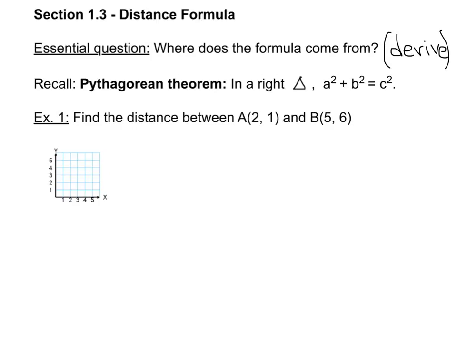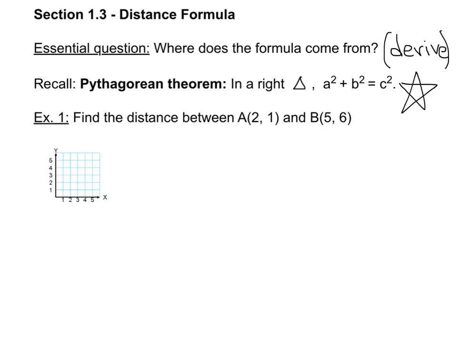We're going to look at the distance formula today. Recall, the Pythagorean theorem says that in a right triangle, a squared plus b squared equals c squared. This is an extremely important theorem that we'll look at later in the year. But right now, I want to show you how this theorem leads us to the distance formula. And we're going to do that through an example.